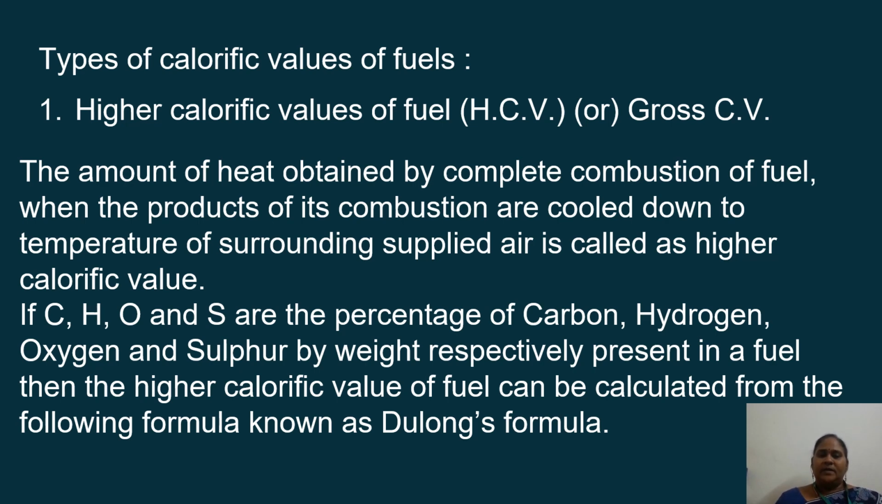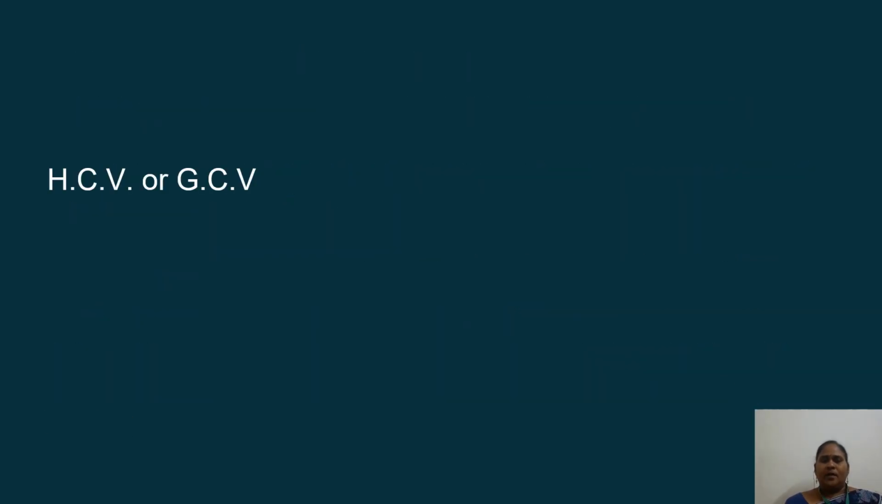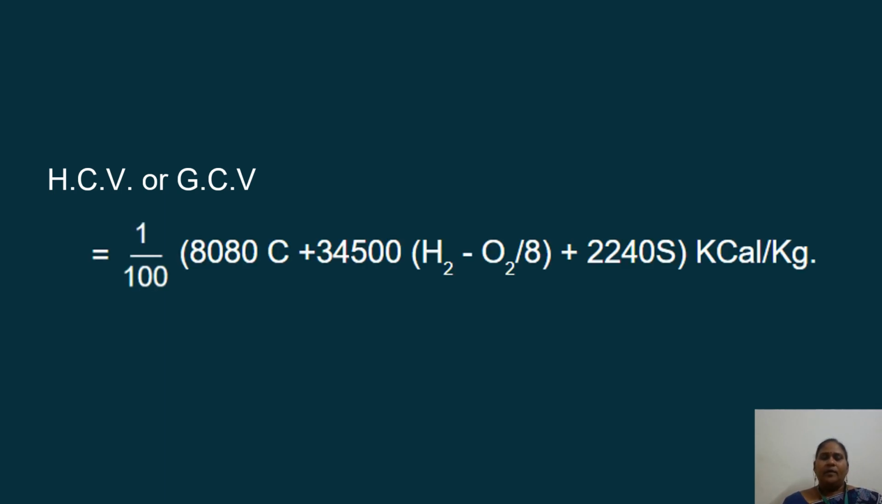If C, H, O and S are the percentages of carbon, hydrogen, oxygen and sulfur by weight respectively present in a fuel, then the higher calorific value can be calculated using Dulong's formula. By Dulong's formula, the higher calorific value or gross calorific value is given as 1 by 100 into 80 C plus 34,500 into H minus O by 8 plus 2240 S kilocalories per kilogram.